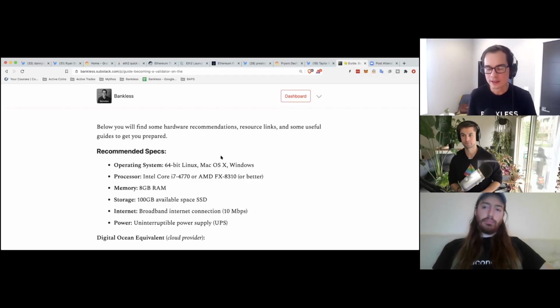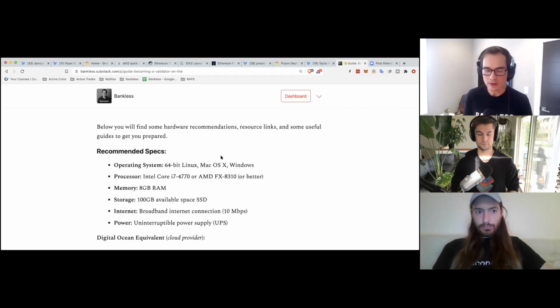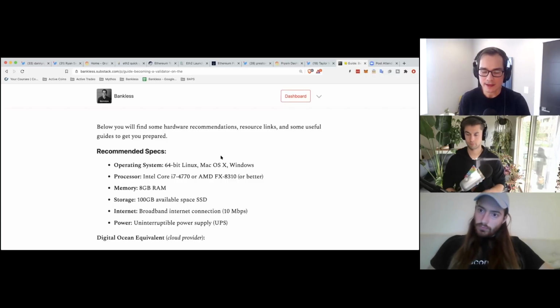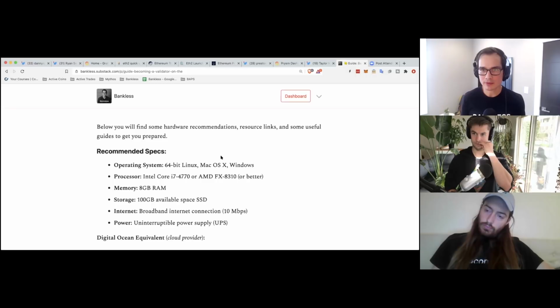Let's say I am running this setup. How am I securing my private keys?